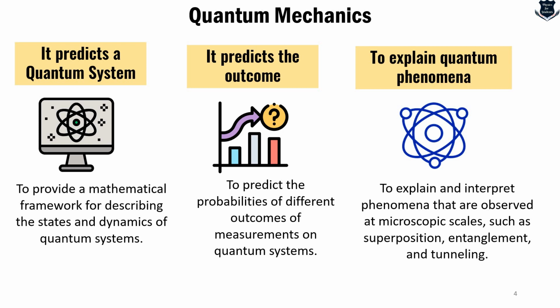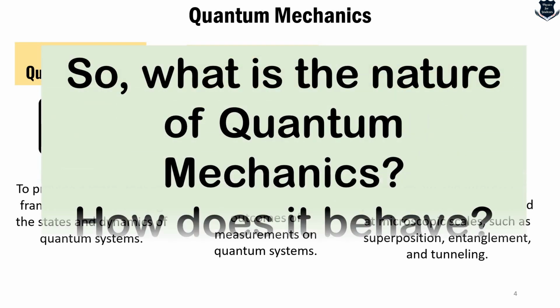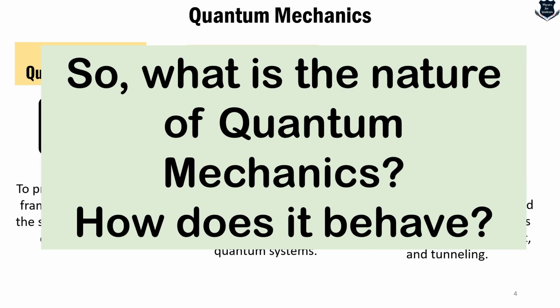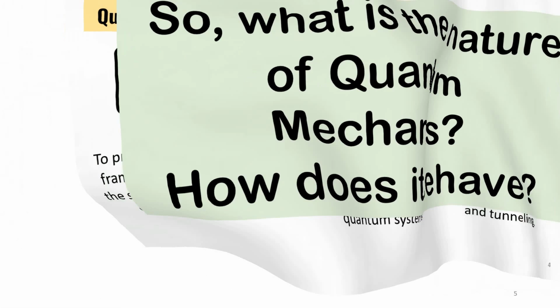So now that we know it predicts the quantum system, the outcome and the quantum phenomena, we come to the next question: what is the nature of quantum mechanics? I mean to say, how does it behave, and in what way does it actually behave, and how do things happen? Let us look into the next part of the video, what is called the nature of quantum mechanics.